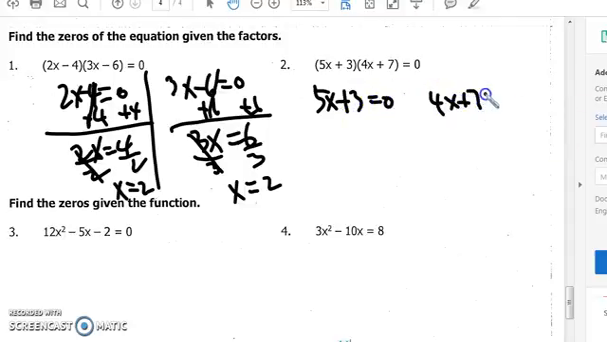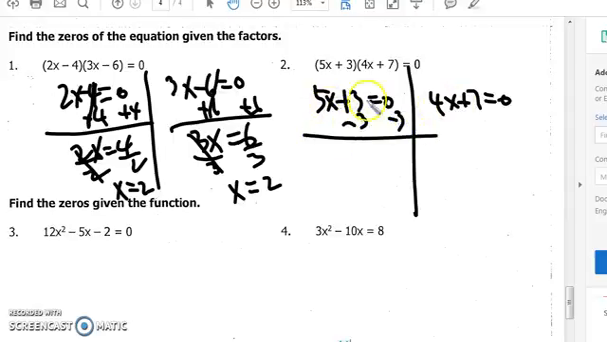4x plus 7 equals 0. Set them equal to 0, and then we're going to solve for x for each one. Minus 3 on each side. 5x is 0 minus 3, which is negative 3. Divided by 5. x is negative 3 over 5.